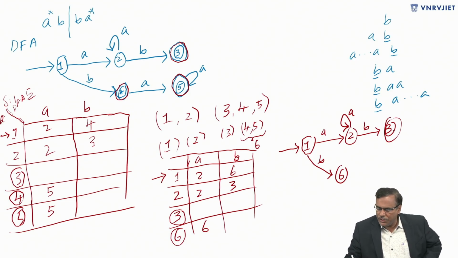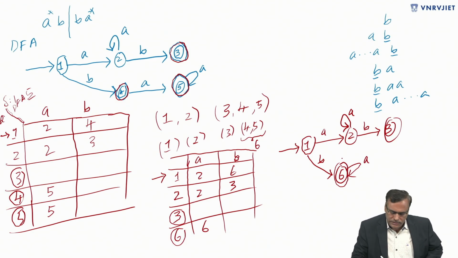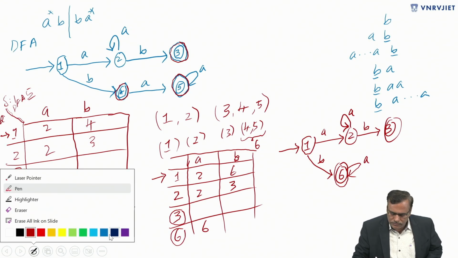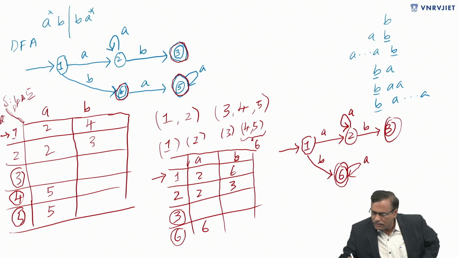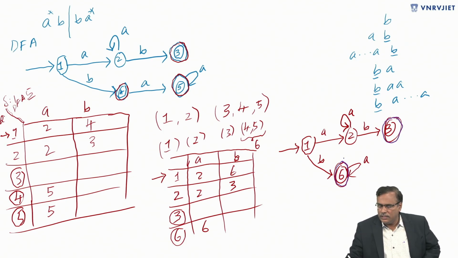For 3, you don't have any transitions. For 6, on A, you are going to 6 itself. And you know that this 6 is also a final state. So I can use a different color. So this is the final state, and this is also a final state. So this is a minimized DFA.